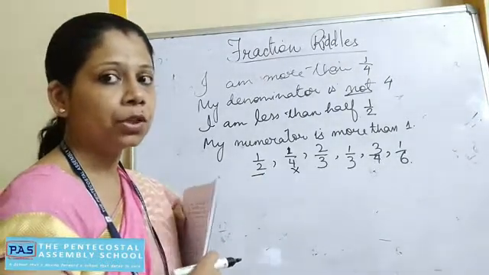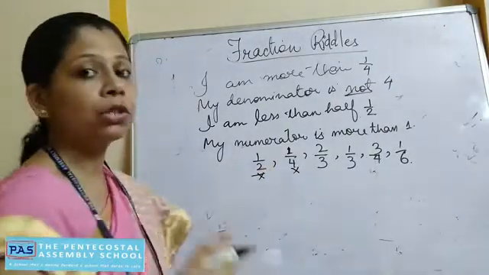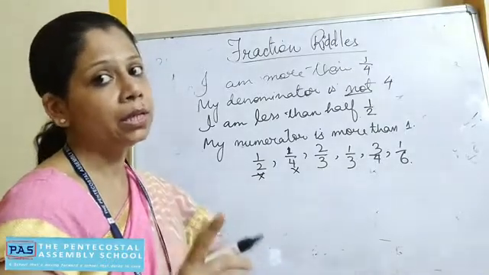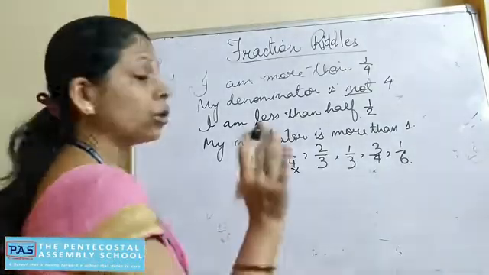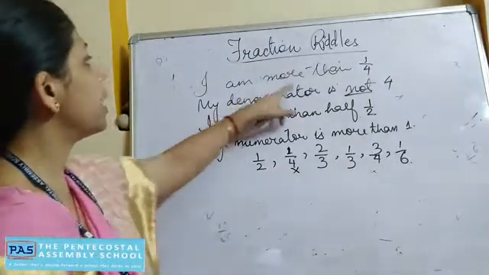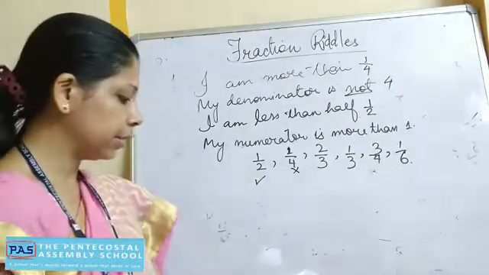Do you think it is more than 1 by 4? No. So this also is not the answer, because out of 1 by 4 and 1 by 2, 1 by 2 is more than 1 by 4. So it is saying I am more than 1 by 4. So this can be the option, isn't it?